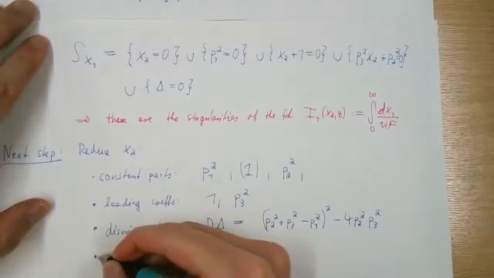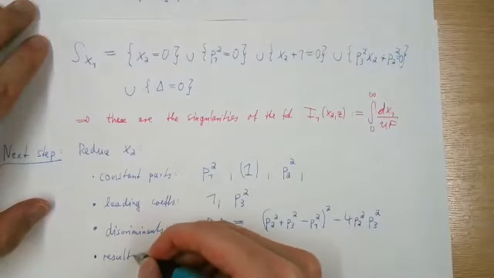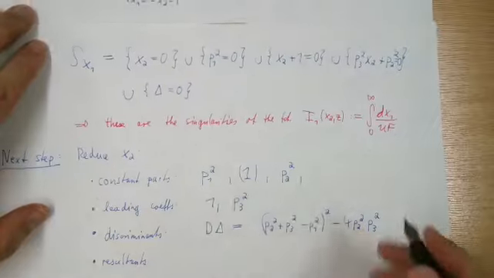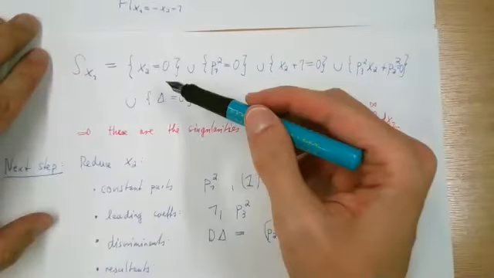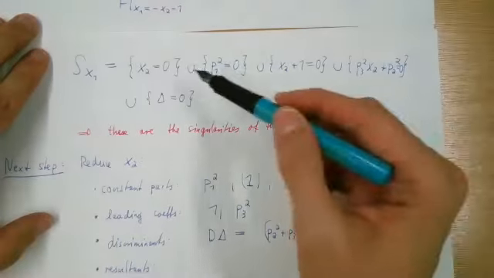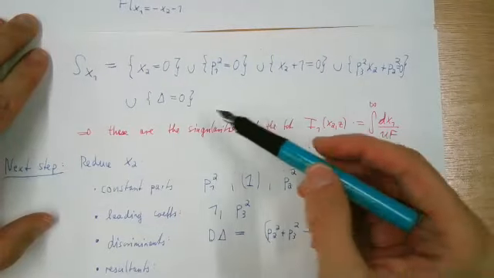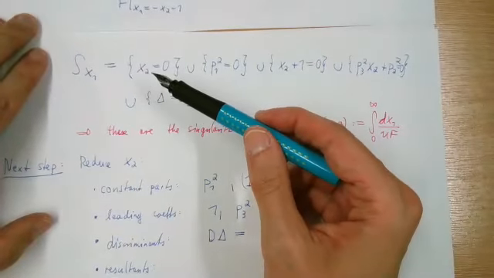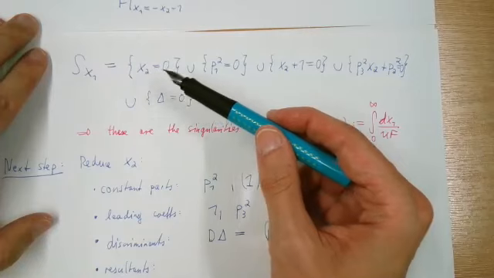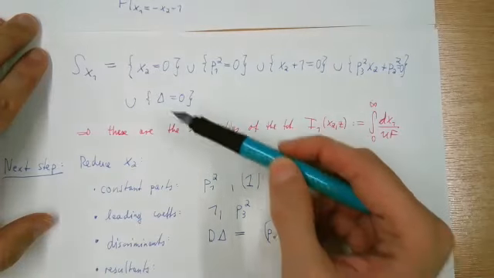And finally, we have to look at resultants. So we have to look at when we have common zeros between any two of these. We've already taken care of the common zeros with x2 equals 0. These were the constant parts, so those are all done.